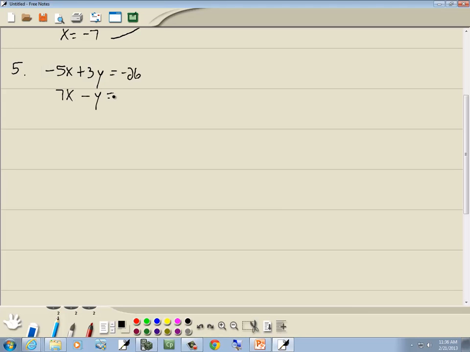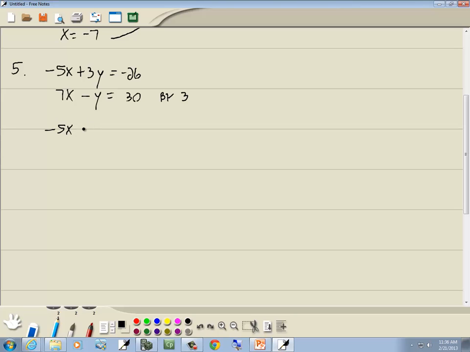7x minus y is equal to 30. Okay, now if I add these together, negative 5x plus 7x is 2x. 3y minus y is 2y. Nothing disappears. We want something to be eliminated. We want one of the variables to go away. Well, look at the y's here. See how we have a 3y here? Think what number would have to be here for this to cancel away. Well, this would have to be a negative 3y instead of a negative y. So we're going to multiply the second equation by 3.